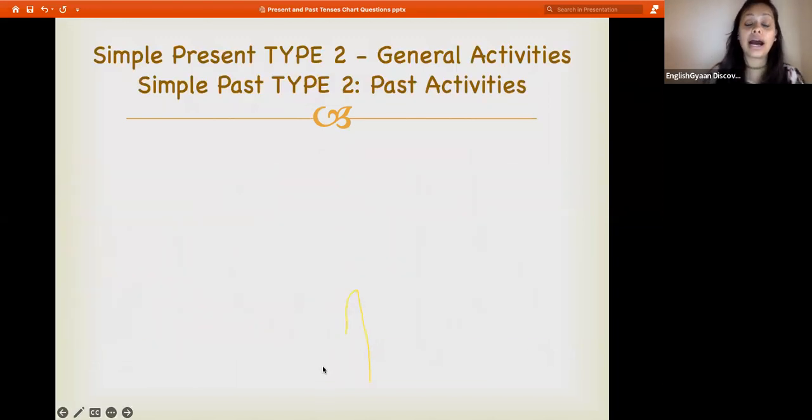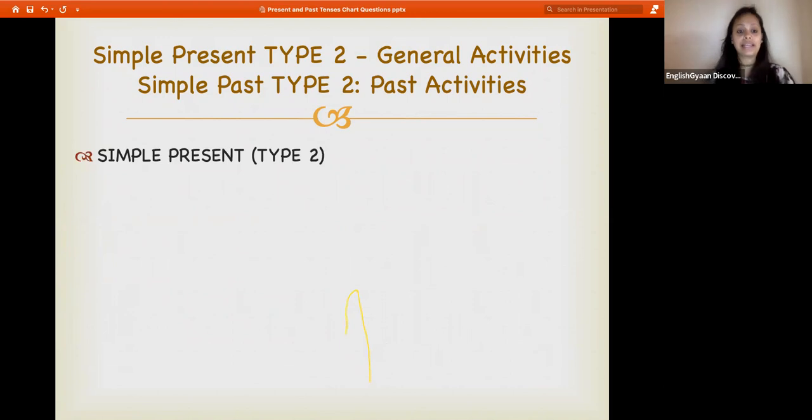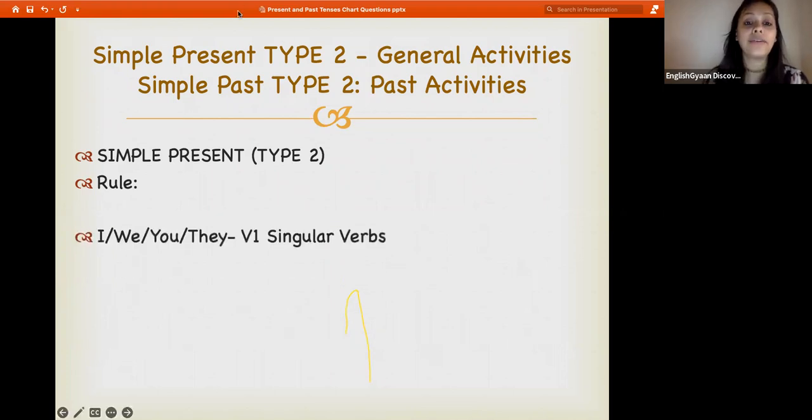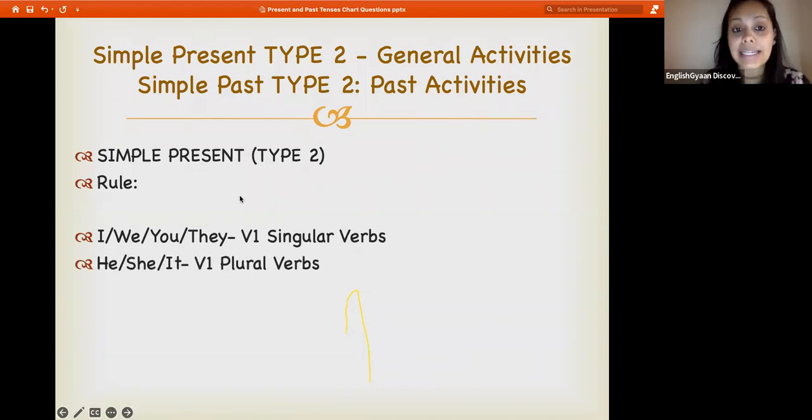Now, if I compare simple present type 2 with simple past type 2, what is the difference? In simple present type 2, the first golden rule, 99.99% people make mistakes in this. The golden rule says that when you talk about I, we, you, they, I repeat, when you talk about I, we, you, they, your verb is going to be singular. And when you talk about he, she, it, your verb is going to be plural.